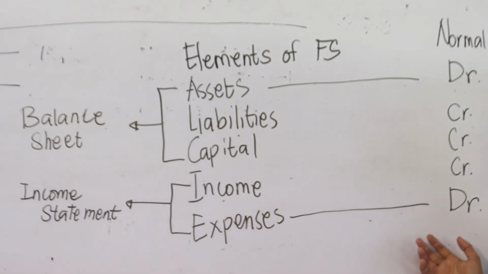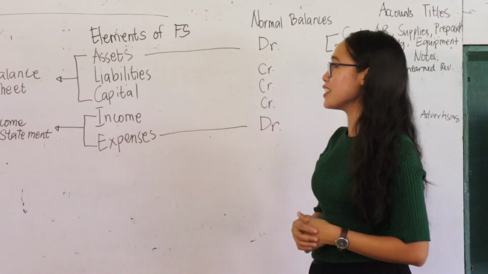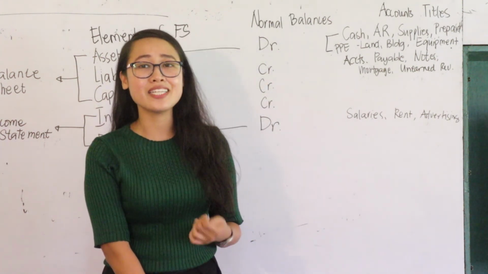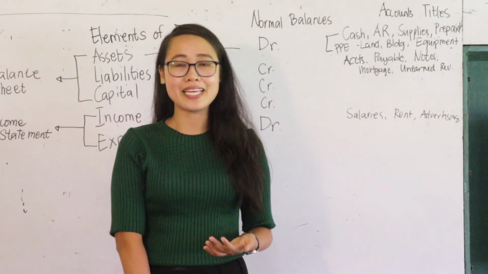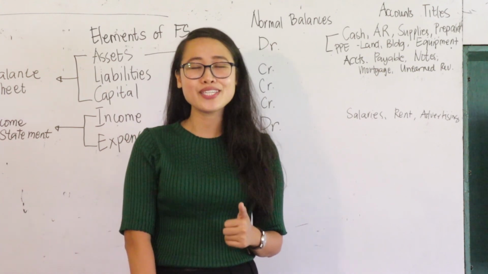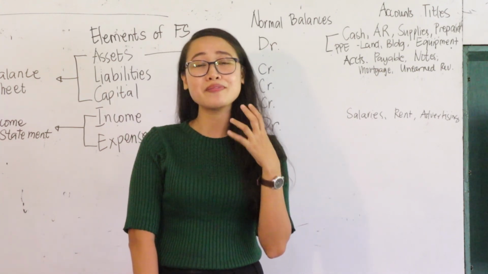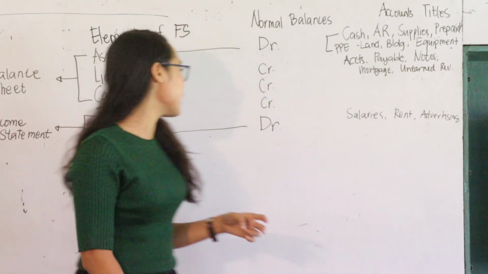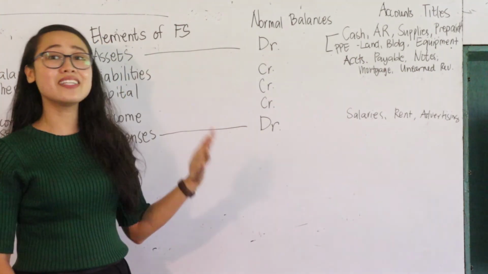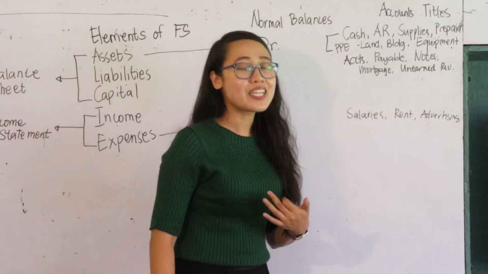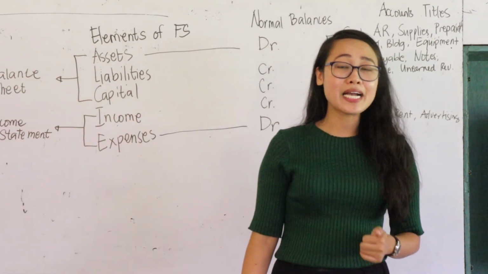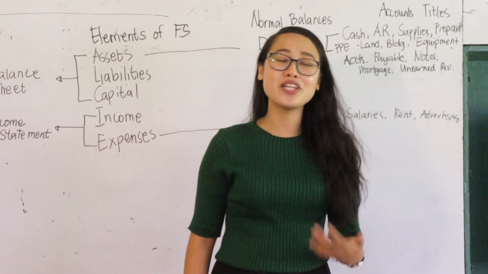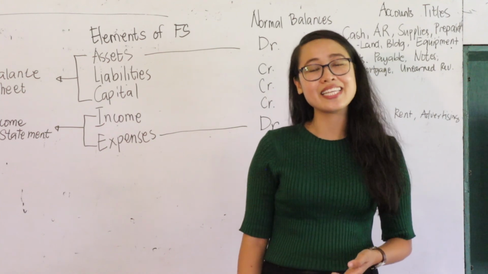And let's review as well the normal balances of each of the elements in the financial statements. So the normal balance of asset is debit. Every time we receive an asset in our journal entries, that is usually debited. And actually, it's very easy. You've learned this already. Only two out of the five elements have a normal balance on the debit side, and that is expenses and assets. And for the rest, the normal balance will be credit. So capital, income, and liabilities, their normal balances are on the credit side.